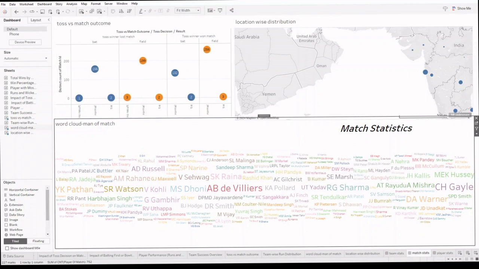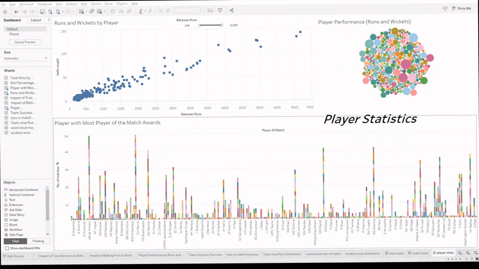So this is what the match statistics dashboard tells about. Here we have identified key metrics such as the correlation between toss and match outcomes, location-wise distribution, and a word cloud highlighting man of the match awards. We have also analyzed location-wise distribution of matches. This mentions a specific visualization of a heat map. Coming to the word cloud, as we already discussed, to add a unique touch, we have created a word cloud showcasing players who receive the Man of the Match award most frequently. The size of each player's name corresponds to the number of awards they have won, as I already said. That's what it explains. So let's get into the next dashboard, the player statistics dashboard.